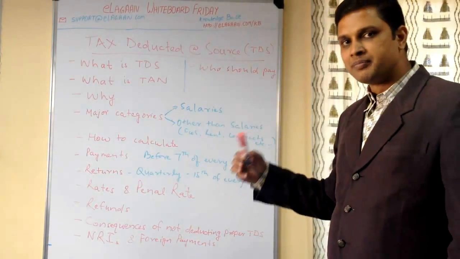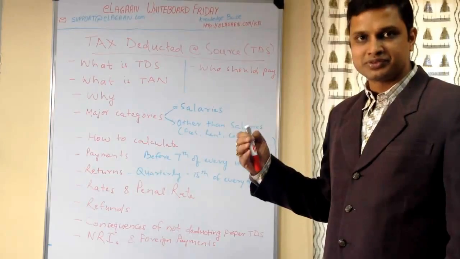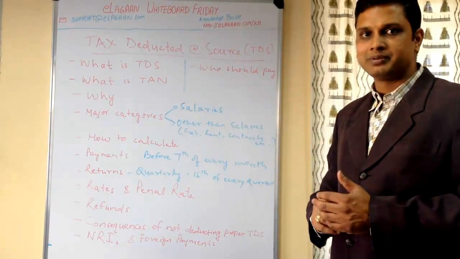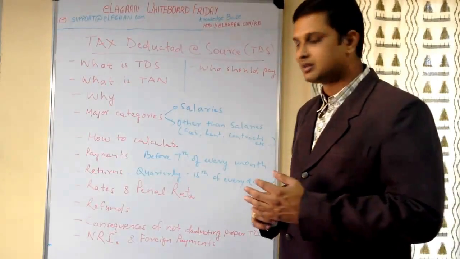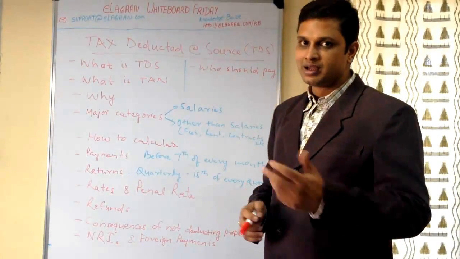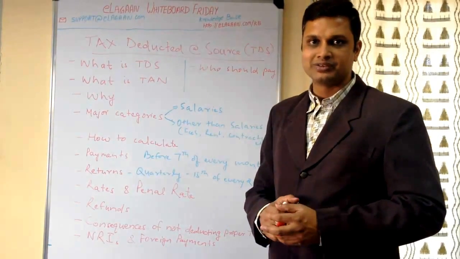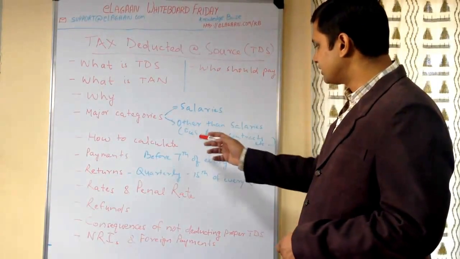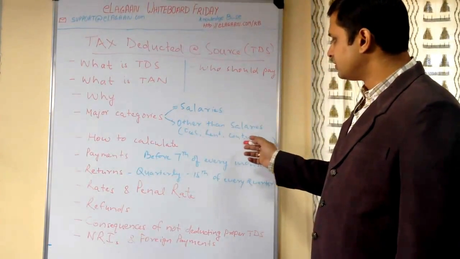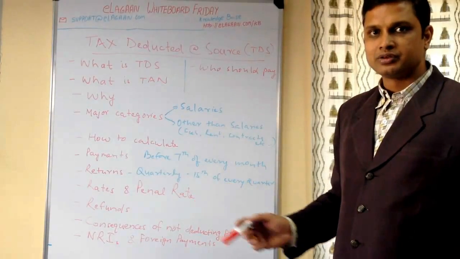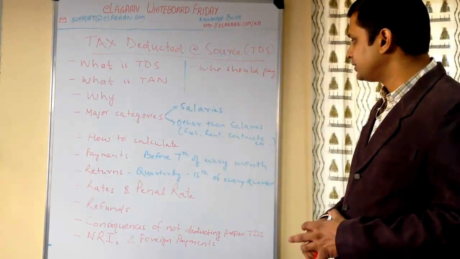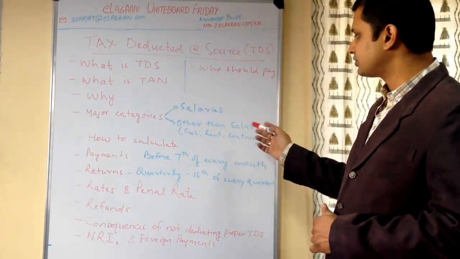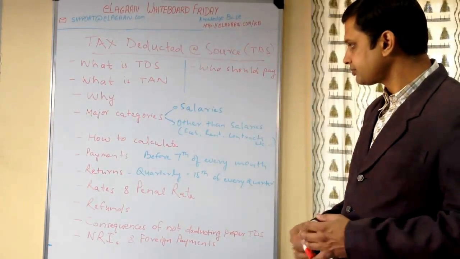There are various slabs defined for each, beyond which you deduct TDS. Suppose you are making a rent payment of more than 15,000 a month, then only should you deduct TDS, otherwise not. So if you are making a rental payment of say 8 to 10,000, then you may not deduct TDS. There are various slabs defined for each of these categories, so you should talk to a tax expert, or you can talk to us at Ilagan to find out what those slabs are and how to deduct TDS.